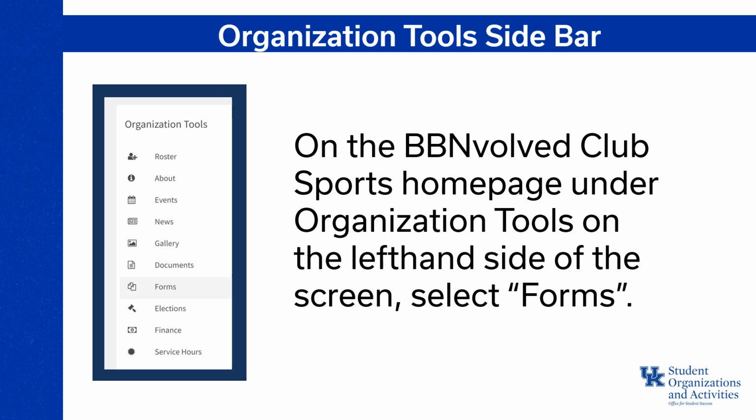Now that you understand the why, let's talk about the where. Where do you find this? On the BB Involved Club Sports homepage, under Organization Tools on the left-hand side of the screen, select Forms. It should look just like you see over to the left of your screen now.